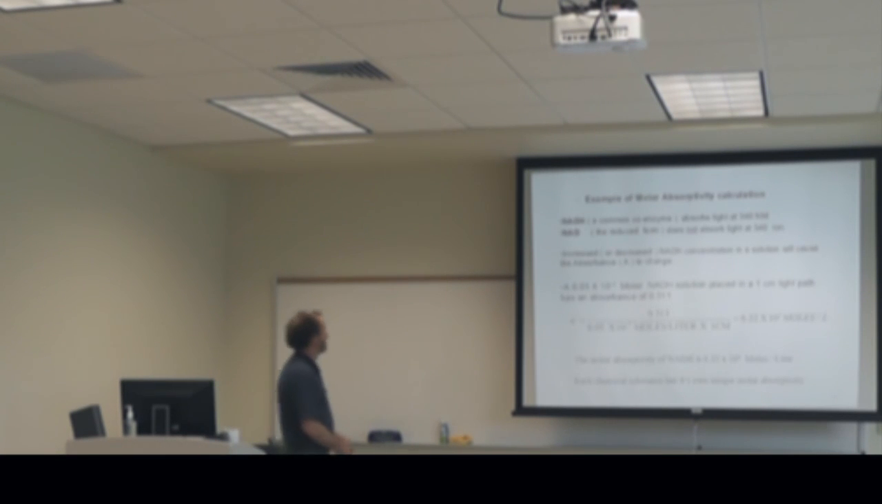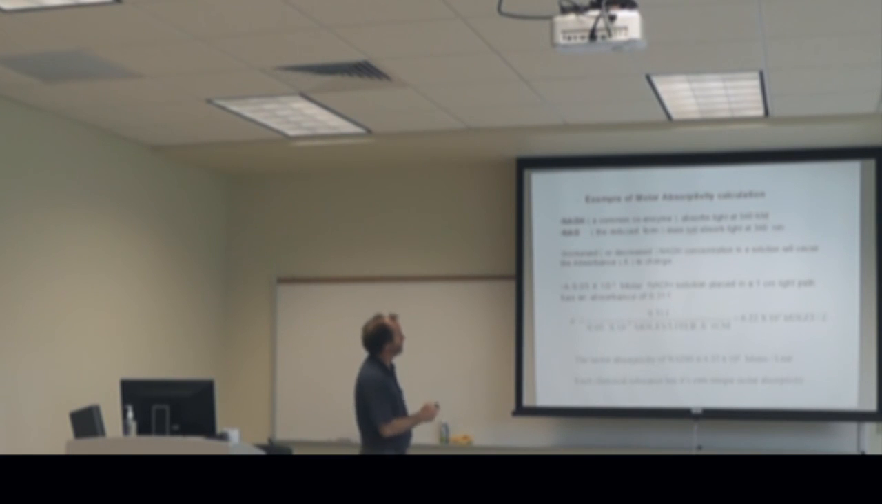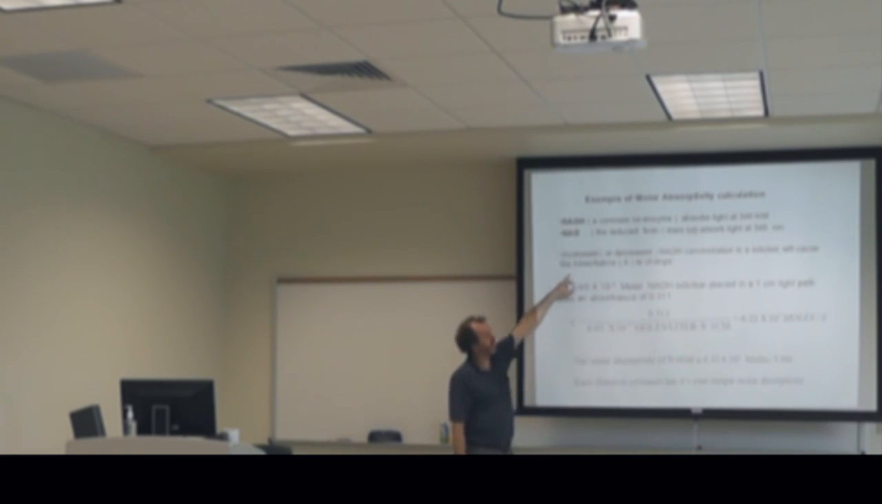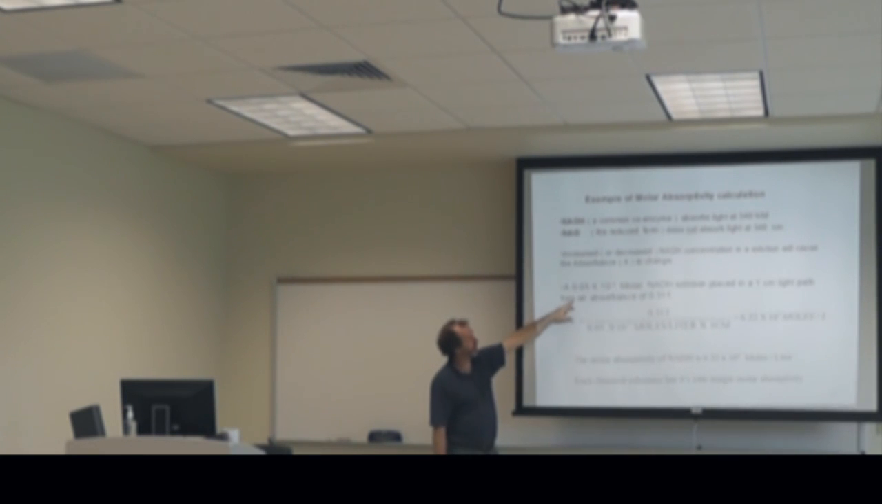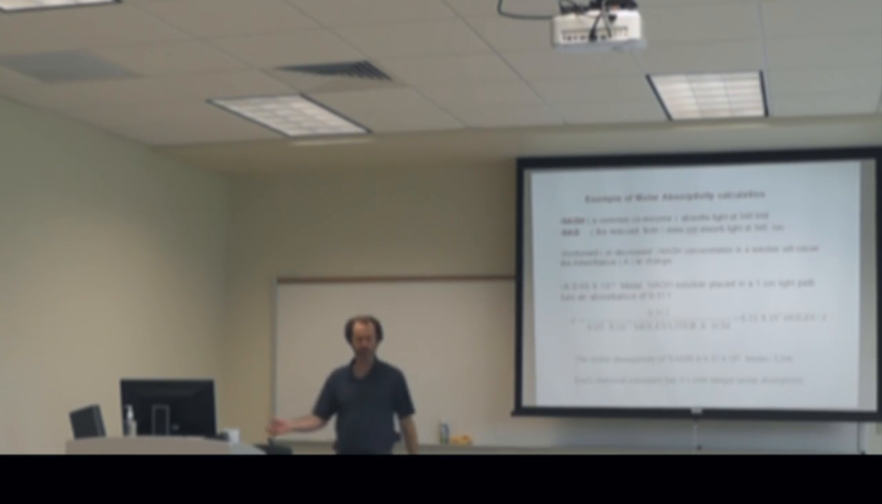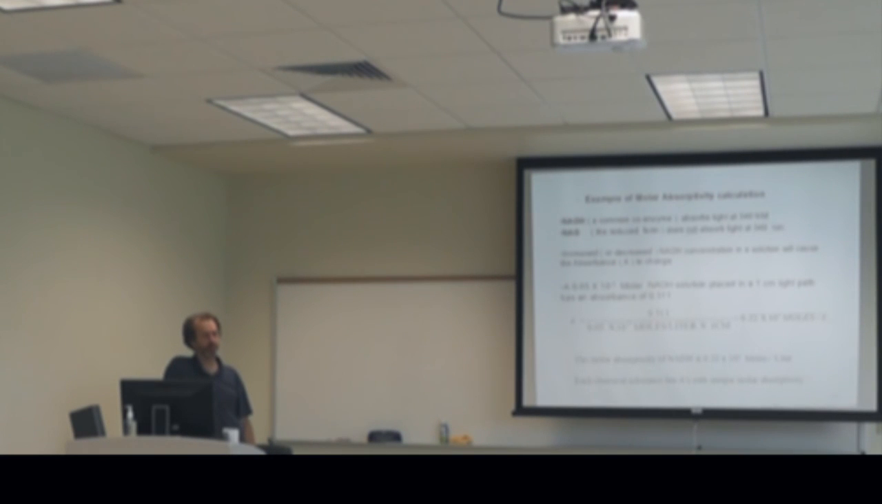And an example of that is NADH to NAD. Increase or decrease in NADH concentration in a solution will cause the absorbance to change at wavelength 340. So we have an absorbance of... a 0.5 times 10 to the minus 3 molar NAD solution is placed in a 1 centimeter light path, has an absorbance of 0.311. So we can calculate the molar extinction coefficient, or the molar absorptivity, and we calculate it to be 6.22 times 10 to the 3 moles per liter. Each chemical substance has its own unique molar absorptivity. So this is just like a review of our chapter 3, right? But we need to know this to be able to calculate the activity.